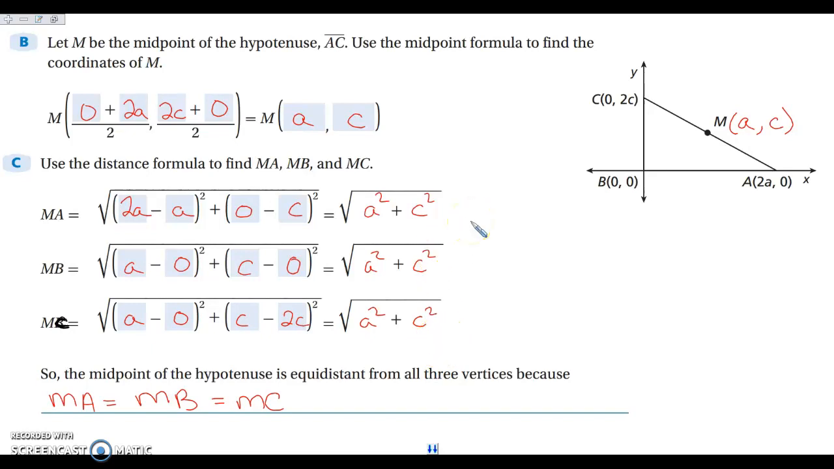It's not using numbers, but you're still finding the coordinates of the midpoint using that same midpoint formula we've been doing, and finding each of these distances, again, using that same distance formula that we've been doing. I warned you guys this wasn't going away, and it's not.